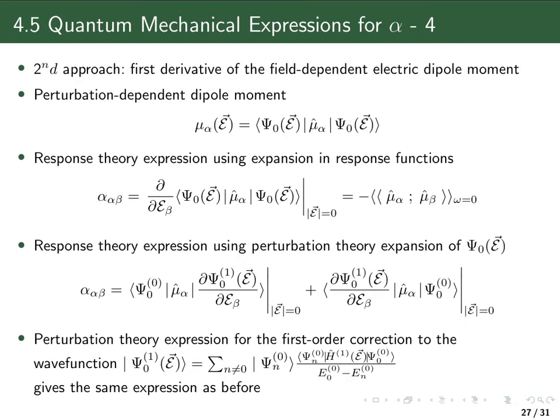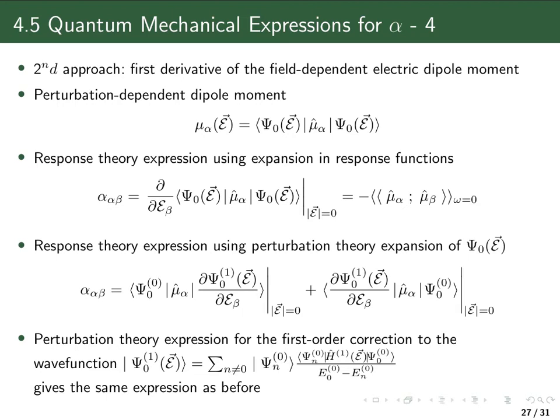Now let's look at the second approach. In the second approach, we define a component of the polarizability as the first derivative of a field-dependent component of the electric dipole moment. It's field-dependent because our wave function is field-dependent. Now we looked at these kinds of field-dependent expectation values also in chapter 3, in what we called response theory.